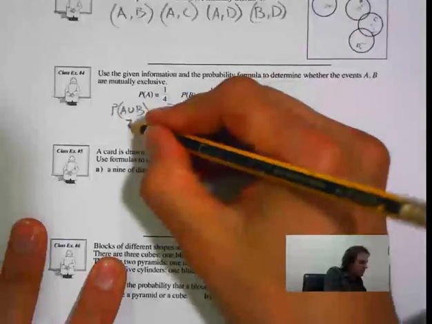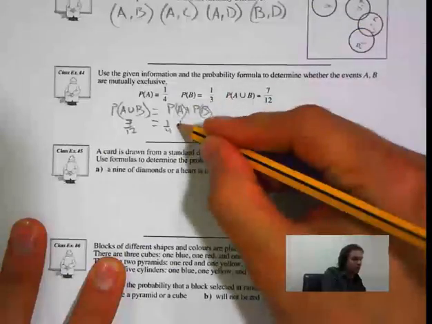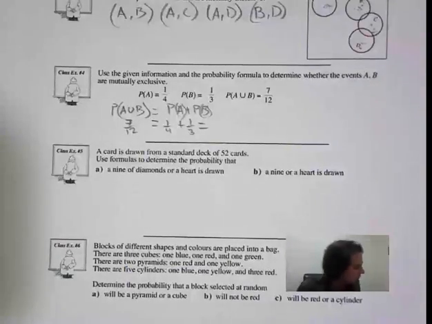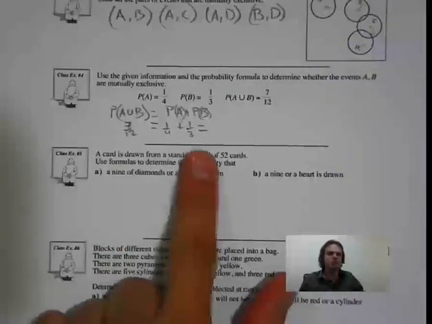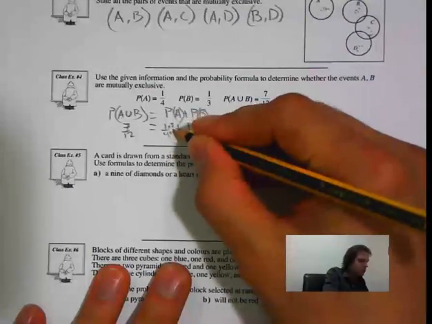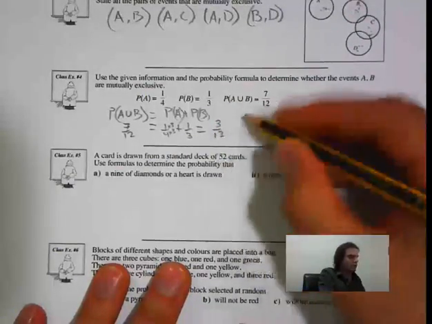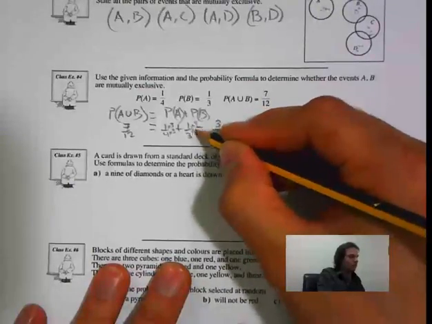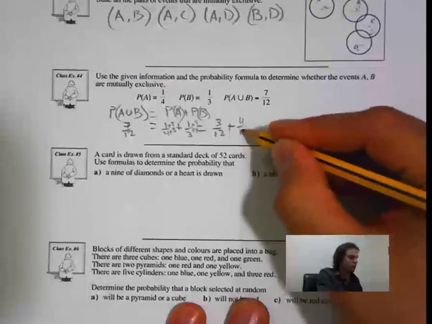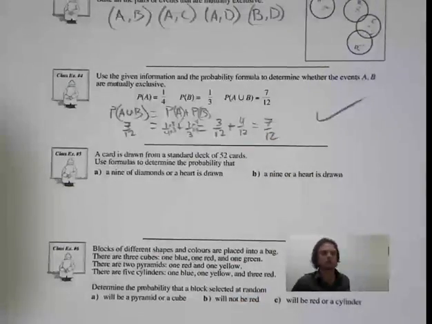So we have 7 over 12. Is that equal to 1 over 4, which is the probability of A, plus 1 over 3, which is the probability of B? Let's see if it is. First of all, they're not common denominators, so let's make them common. Multiply by 3, and multiply by 4, so the common denominator is 12. I get 3 over 12 plus 4 over 12, and that gives me 7 over 12. So yes, they are mutually exclusive.